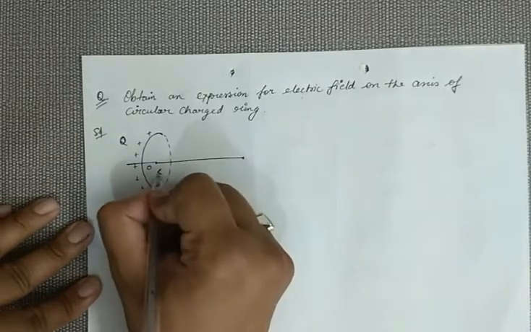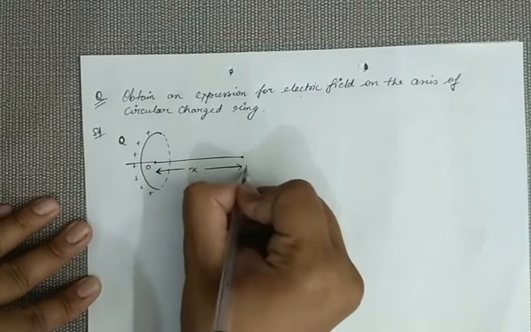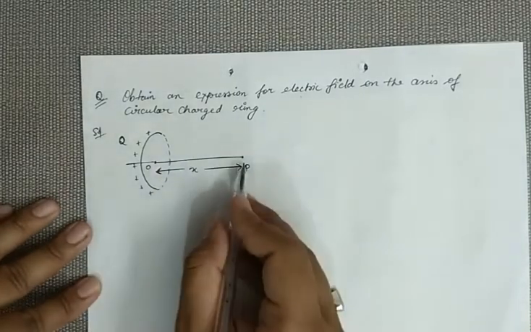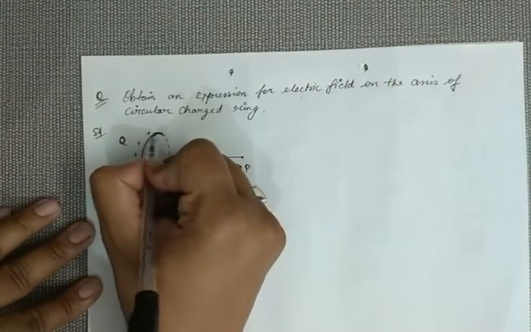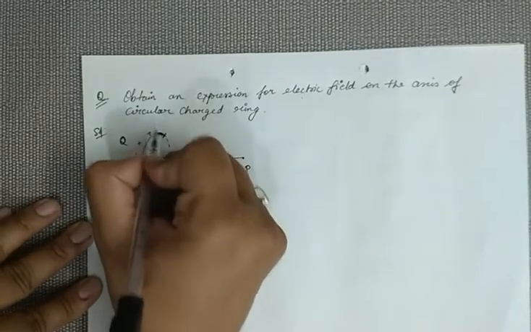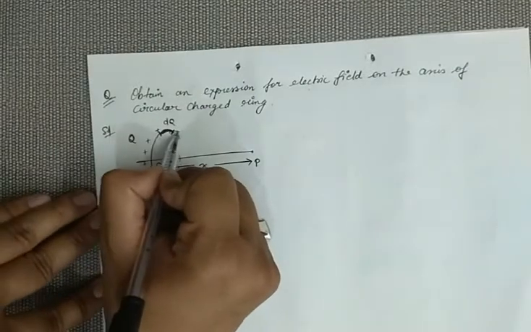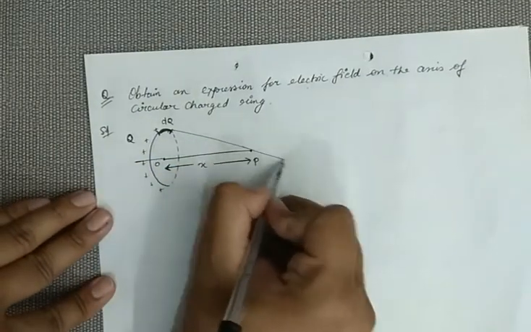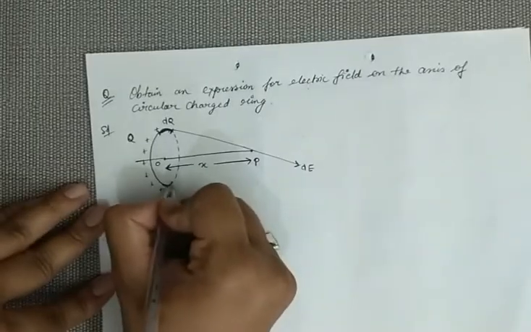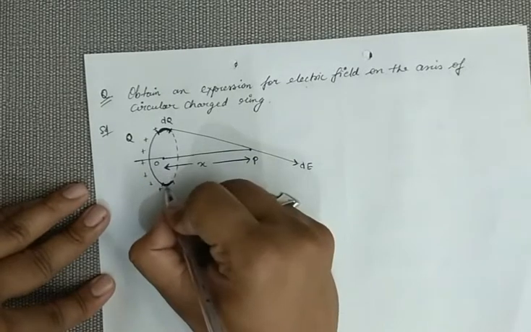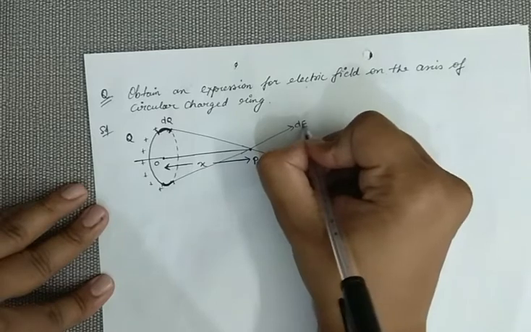Now suppose at a distance of x from the ring, there is a point P, and we have to find the electric field at this point. In the same manner, we consider a small segment of this ring with a charge dq. Because of this charge, the electric field will point in the outward direction, and this small electric field is dE.